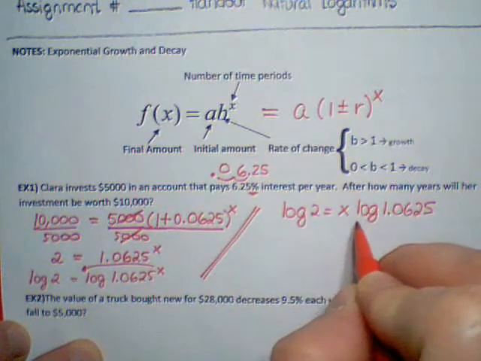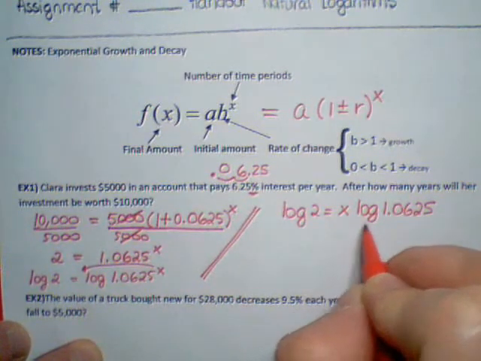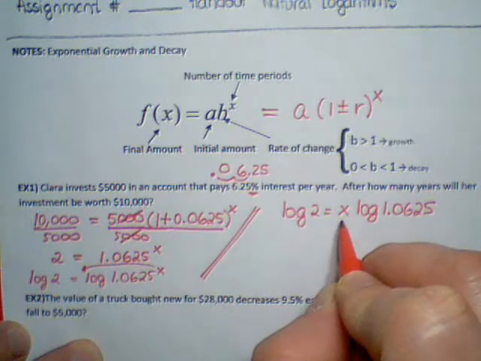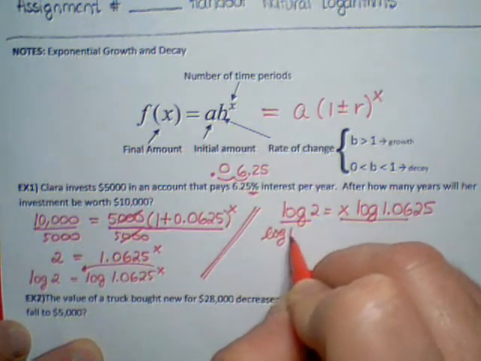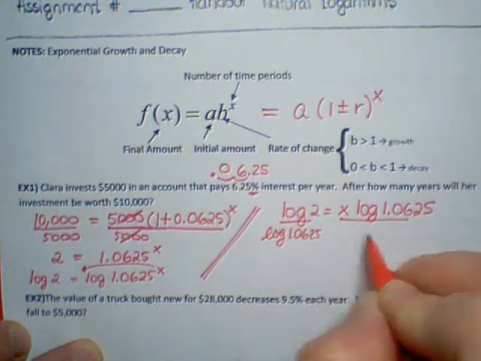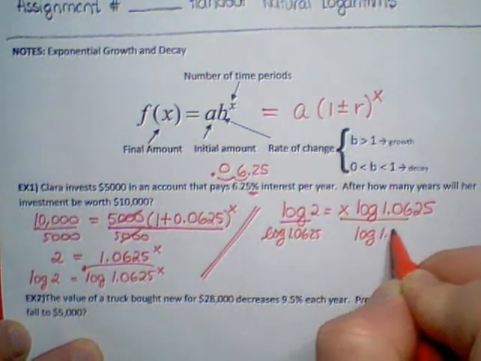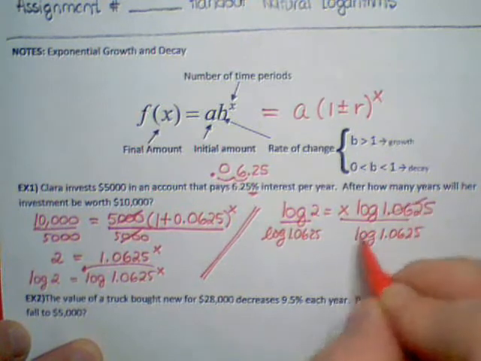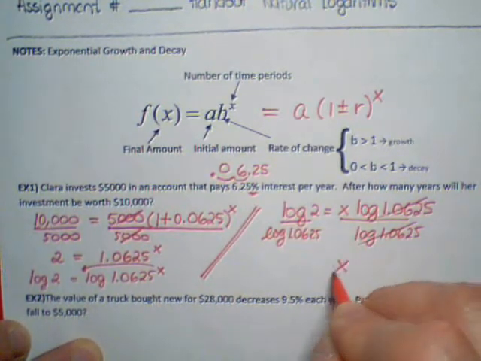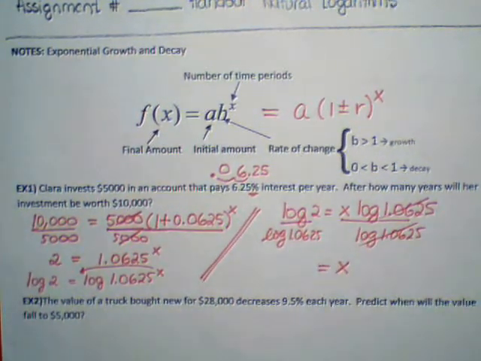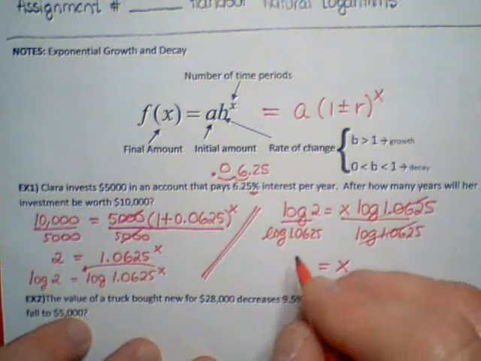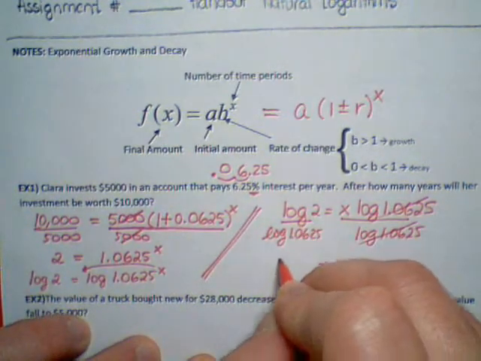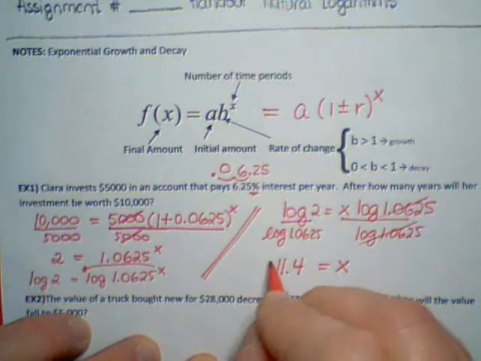Now, to get the x alone, we're going to divide by the log of 1.0625 on both sides. The log cancels. I'm left with x, and then all I need to do is divide that in the calculator, and when I do that, I'm going to get 11.4.